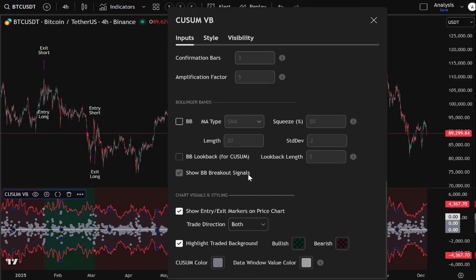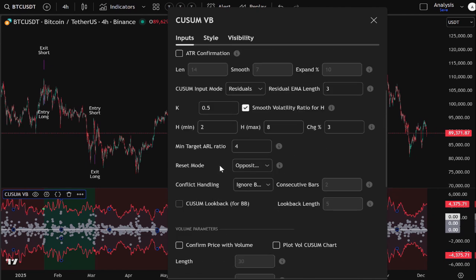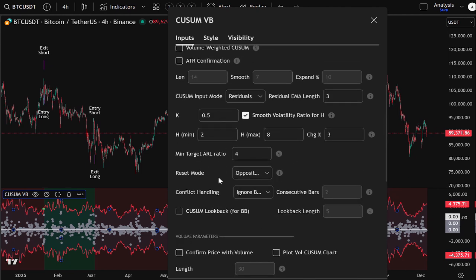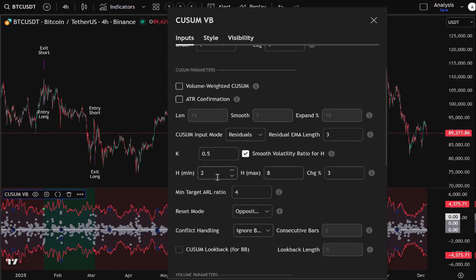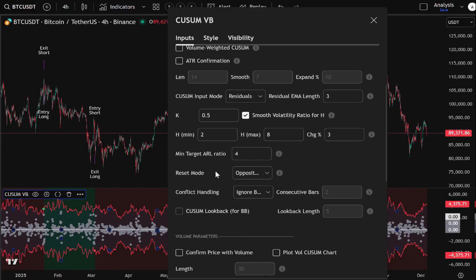And then finally we'll go down to the chart visuals and styling, and you can select the different trade directions, both, or long, or short. And for this demo, we're going to keep it on both. There are other adjustments that you'll see throughout the Settings tab. All of these help to filter out the data to obtain the right settings for your indicator.